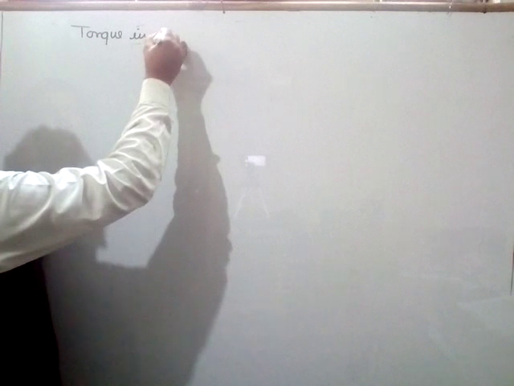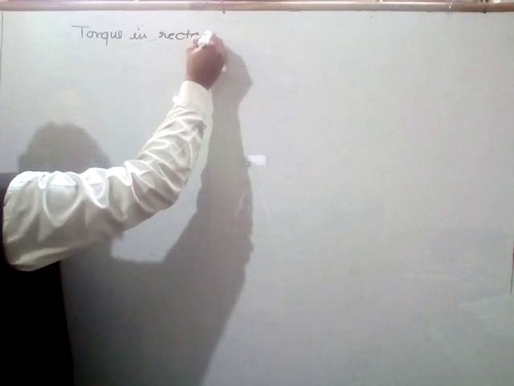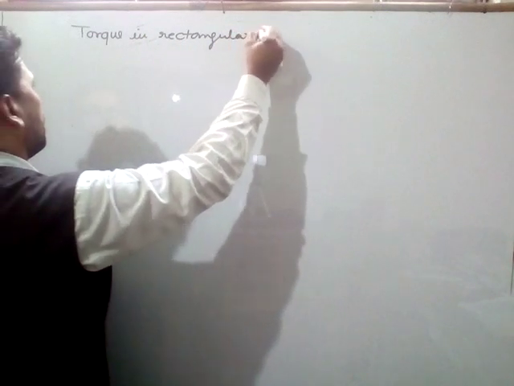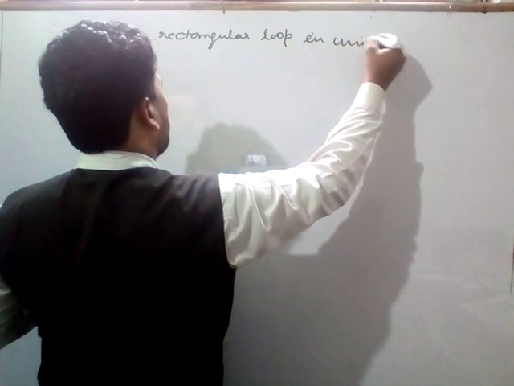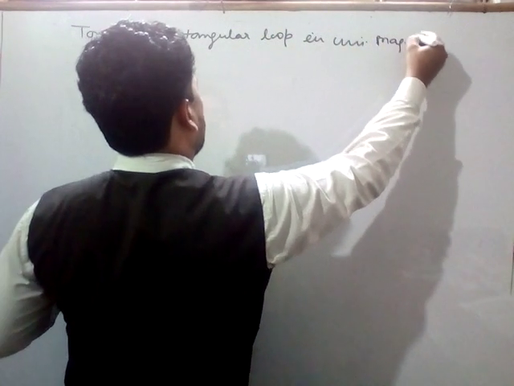So, let me discuss here torque. Whenever any rectangular or circular loop is placed in a uniform magnetic field, this is the torque in a rectangular loop in a uniform magnetic field.